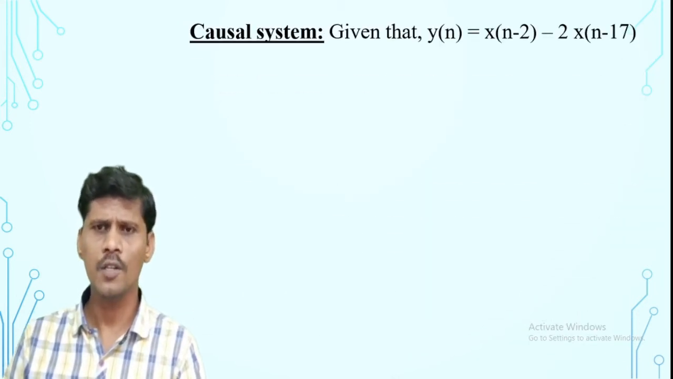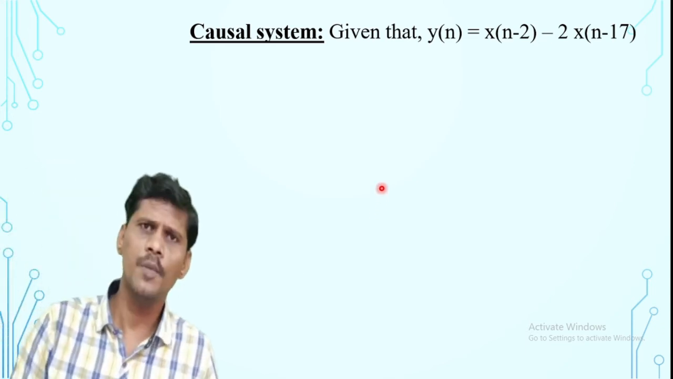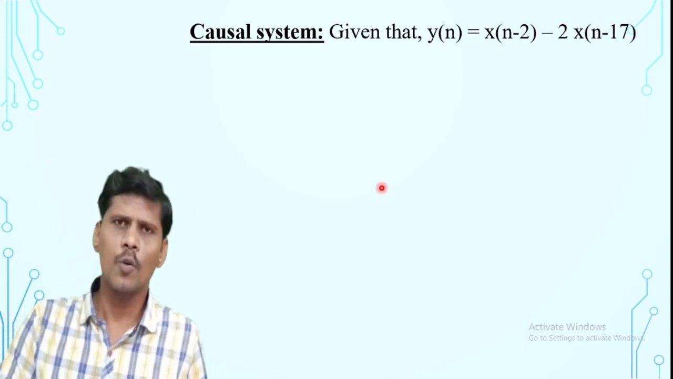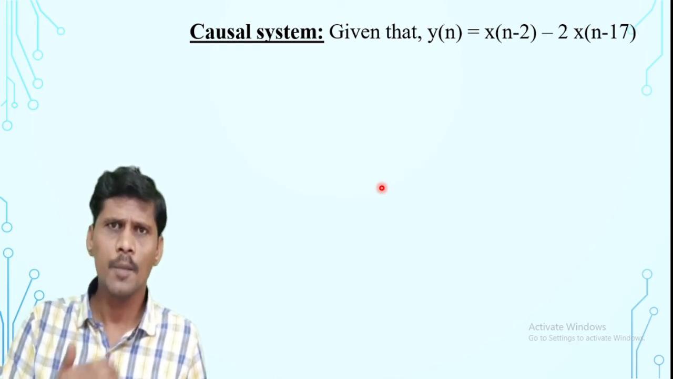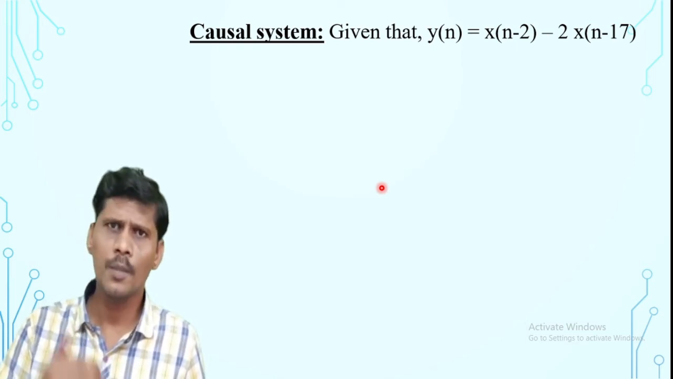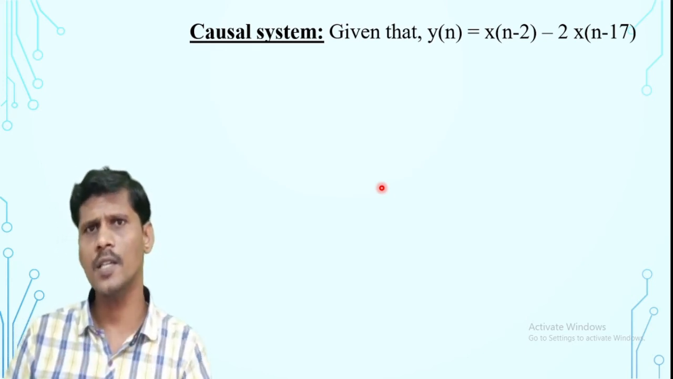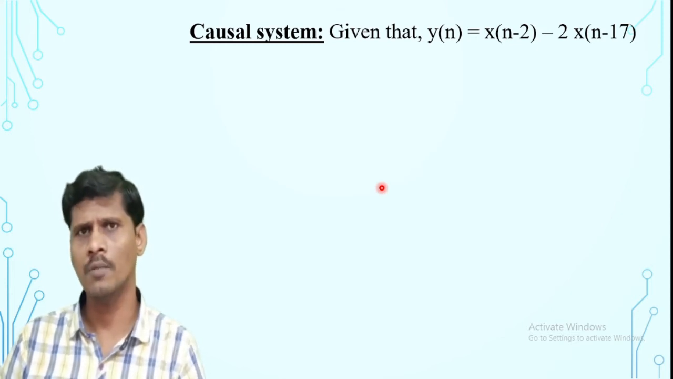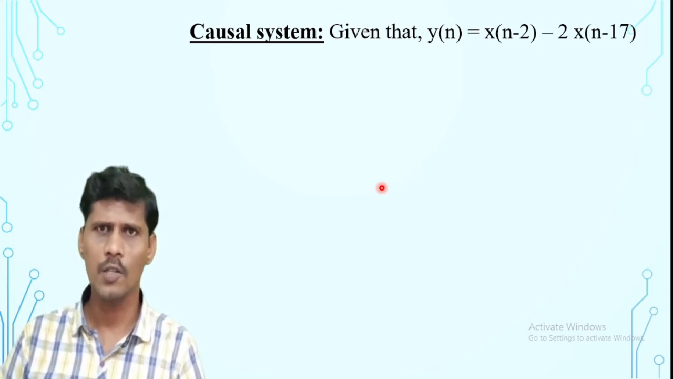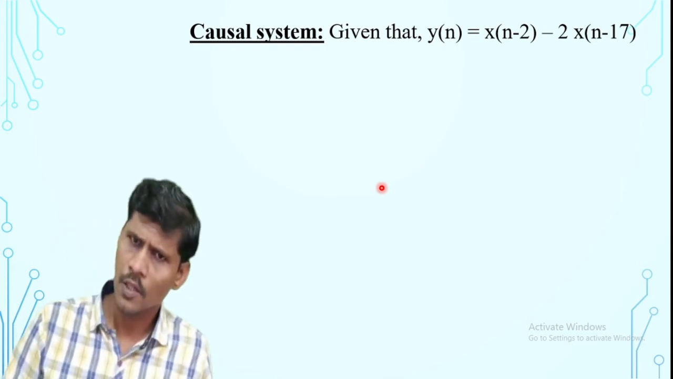Next, check causality of the system. This is the given difference equation. What is the statement of causality? If the output of the system at any time depends upon present and past values of the input, but not upon future values of the input, then the given system is said to be a causal system. Otherwise, it is said to be a non-causal system. How to prove that?